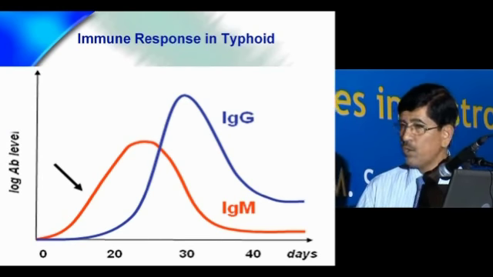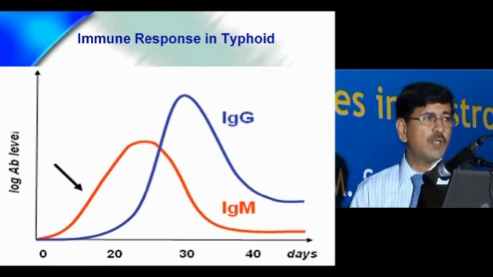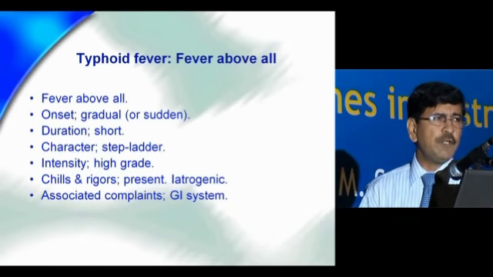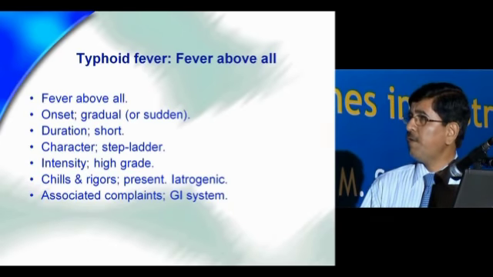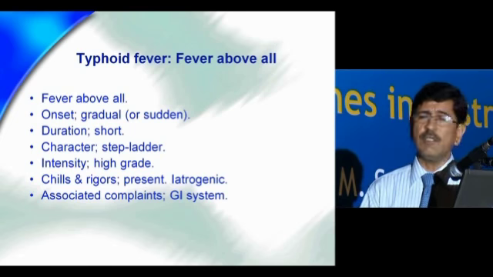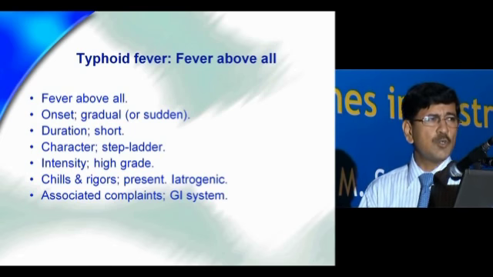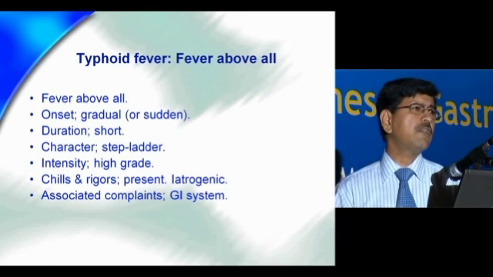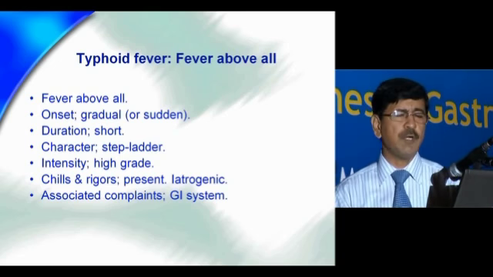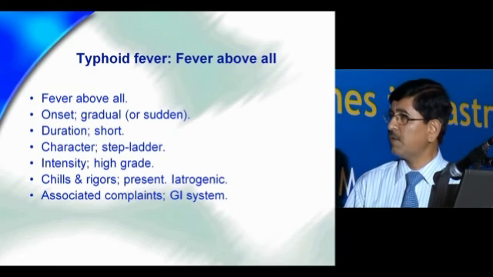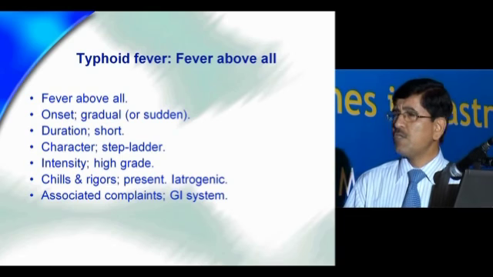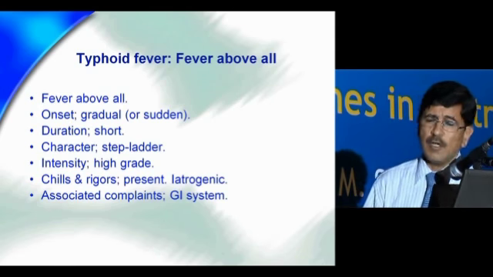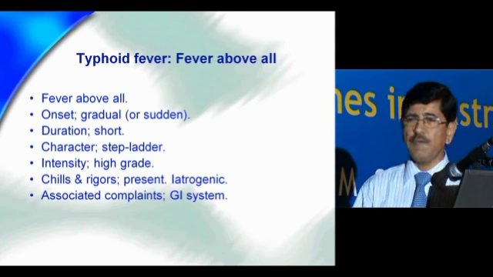The fever is the main characteristic feature of typhoid fever. Its onset is gradual, sometimes it may be sudden. Usually it runs a pattern that we call step ladder pattern. Initially the temperature is low, but as the days pass the temperature starts rising further. Duration is usually short, maybe a few days. Characteristic, as I mentioned, is step ladder. When it reaches its peak, it's a high grade fever. The person may complain of chills and rigors and is associated with certain GI symptoms.